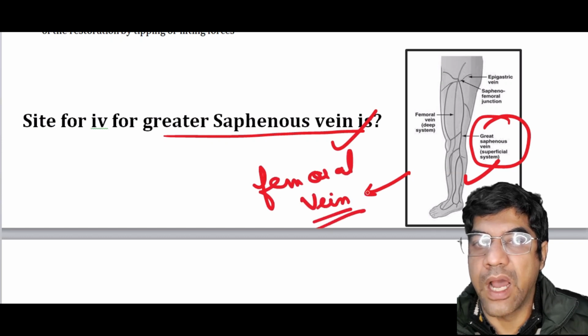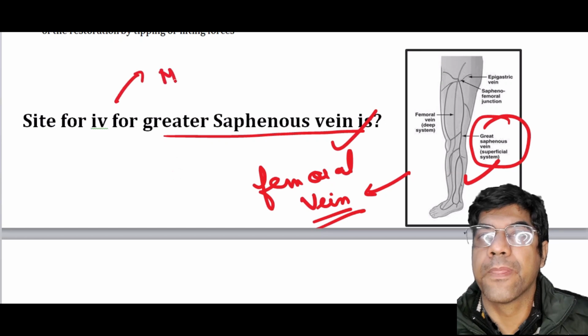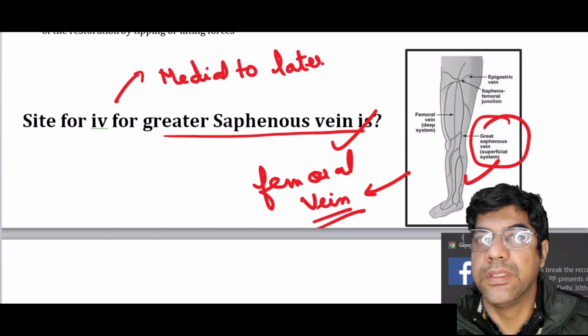So the site for IV access for the greater saphenous vein would be medial to lateral malleolus.